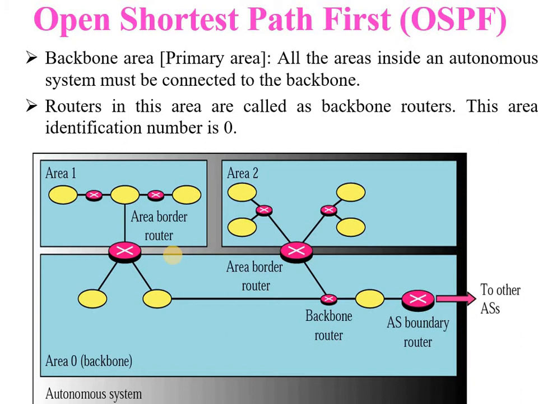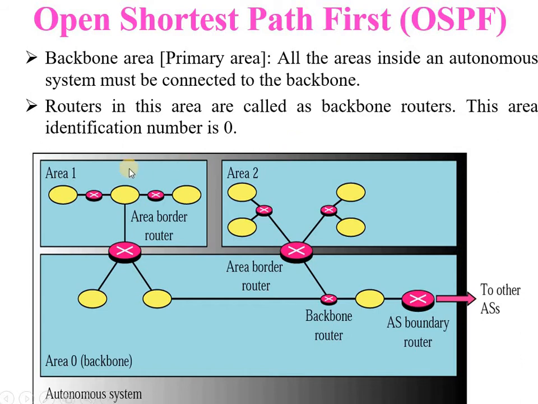All the areas inside an autonomous system must be connected to one backbone, and the routers in this area are called backbone routers, and this area's identification number is 0. So here this is one area, this is one box, and the identification number is 0. That is why it is called the backbone area or the primary area. Now the routers in that area are called the backbone routers. Here this router lies in this area, so it is called a backbone router. This is another backbone router.